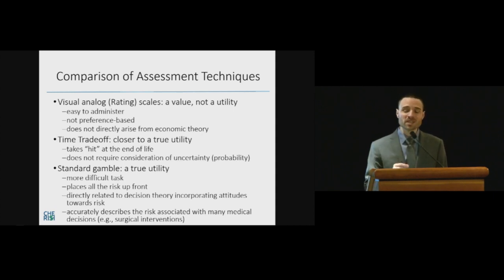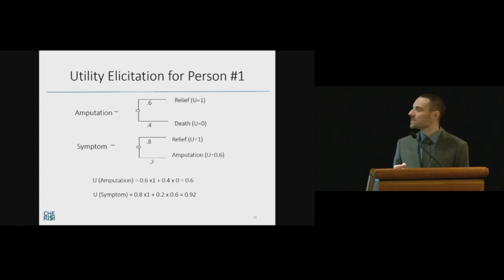It's directly related to decision theory because it incorporates these attitudes towards risk. And then it accurately describes the risk associated with many medical decisions. So like I said, surgical intervention or the pill is a little more far-fetched, but you can kind of see how that works.